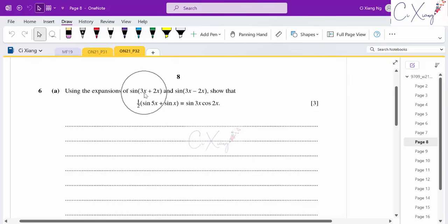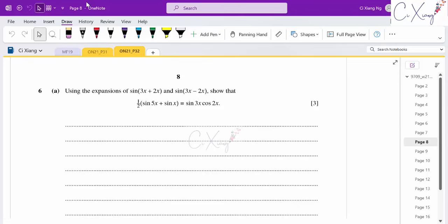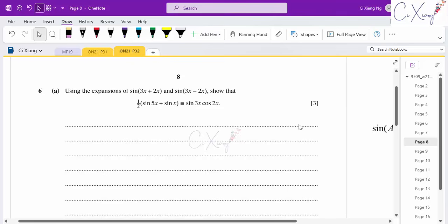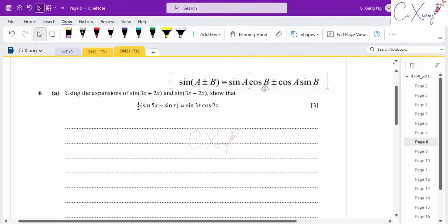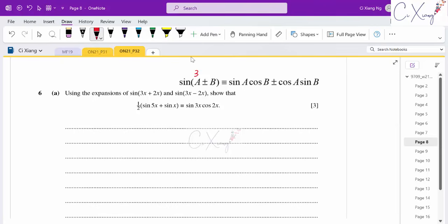Okay, so sine 3x plus 2x and also this one, basically it is related to the identity in trigo, which is the compound angle formula. All right, so it is provided in the formula booklet and this is the formula shown here. Okay, provided in the MF19. So you can see that in our case here, 3x will be the A, and then B will be the 2x.